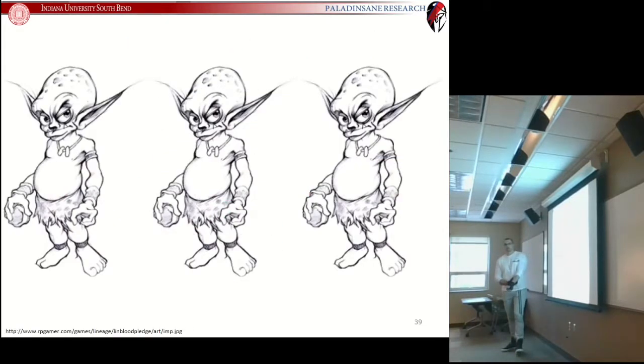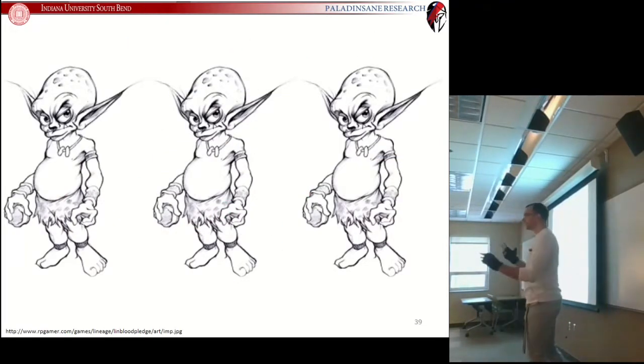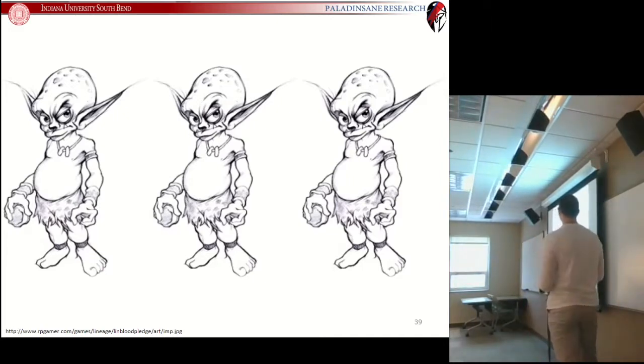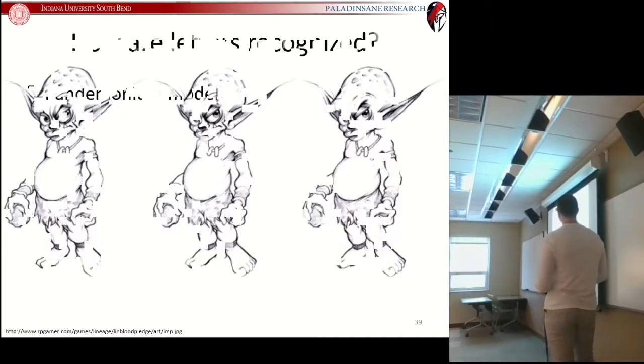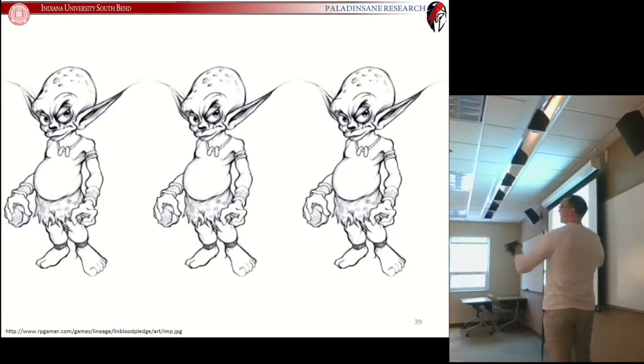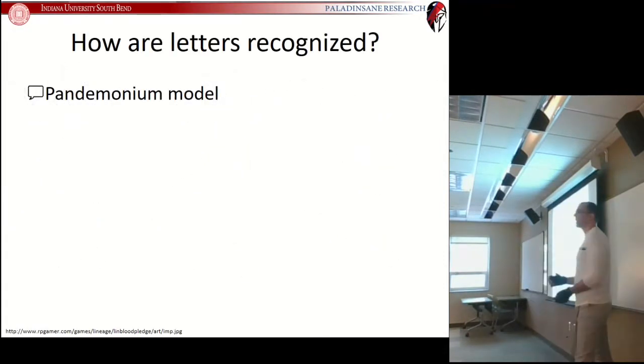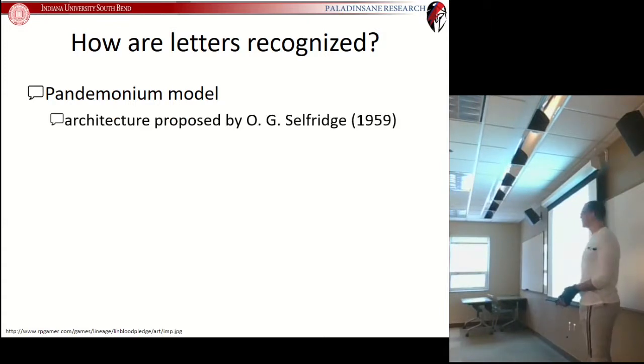Another possible model used different representations. Specifically, it used demons in its representation of our mind. So these are not emotional demons. These are figurative, like actual little demons in your mind. And this was known as the Pandemonium Model, proposed by Selfridge back in 1959.